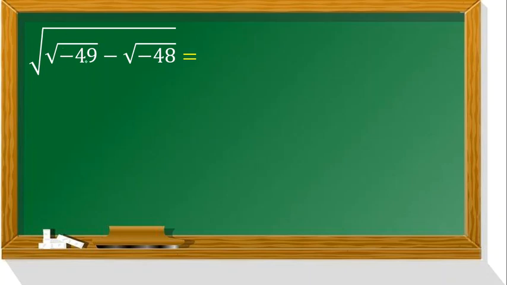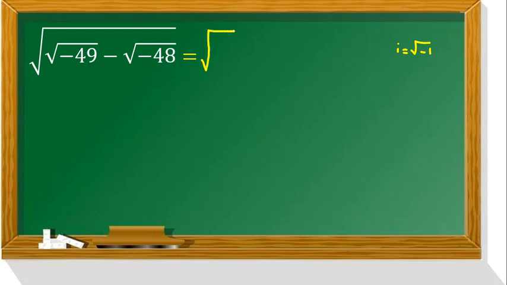Square root of negative 49 minus square root of negative 48. When we want to solve this, because we have negative 1 inside the square root, we use complex numbers. And if I want to write for you, we can say complex numbers: we have i equal to root negative 1.